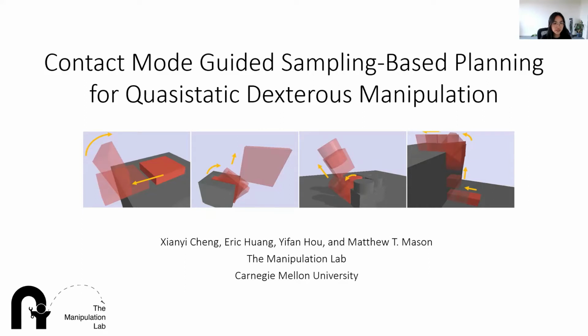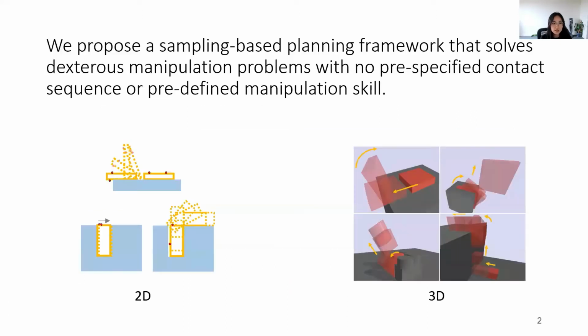Hello everyone, I'm really excited to be here to present our work in contact mode guided sampling-based planning for quasistatic dexterous manipulation. So in this paper, we propose a sampling-based planning framework that solves dexterous manipulation problems with either no pre-specified contact sequence or predefined manipulation skill. Basically, we only need to tell the planner what are the start and goals, and the planner will do the rest for us. So yeah, I'll show that our framework is really simple but quite effective.